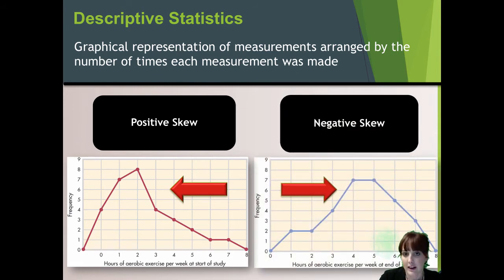Alternatively, you can have a negative skew, in which your scores are concentrated more on the higher end of the scale, more of the 5 hours, 6 hours, 7 hours a week people that exercise, people that must love exercise. But this will also give you a very quick visual aid of what actually is happening with your data.